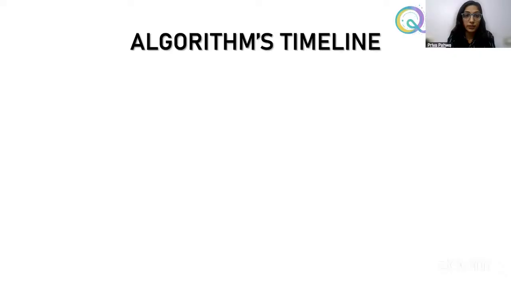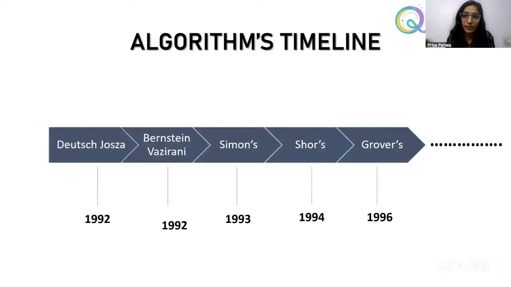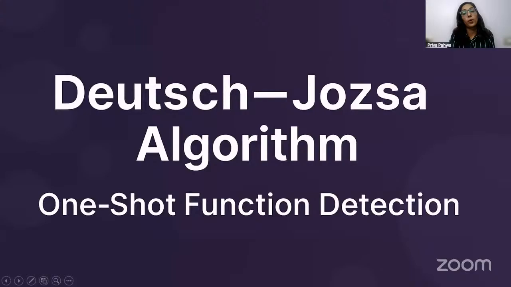So this is the algorithmic timeline which is prevalent. Firstly, it was the Deutsch-Jozsa algorithm, which came in 1992, then Bernstein-Vazirani, and then there is Simon, Shor's, Grover's, and so on and so forth, right? Now let's hop on to the Deutsch-Jozsa algorithm, which is a one-shot function detection. It is used to detect whether the provided function is constant or balanced, right?